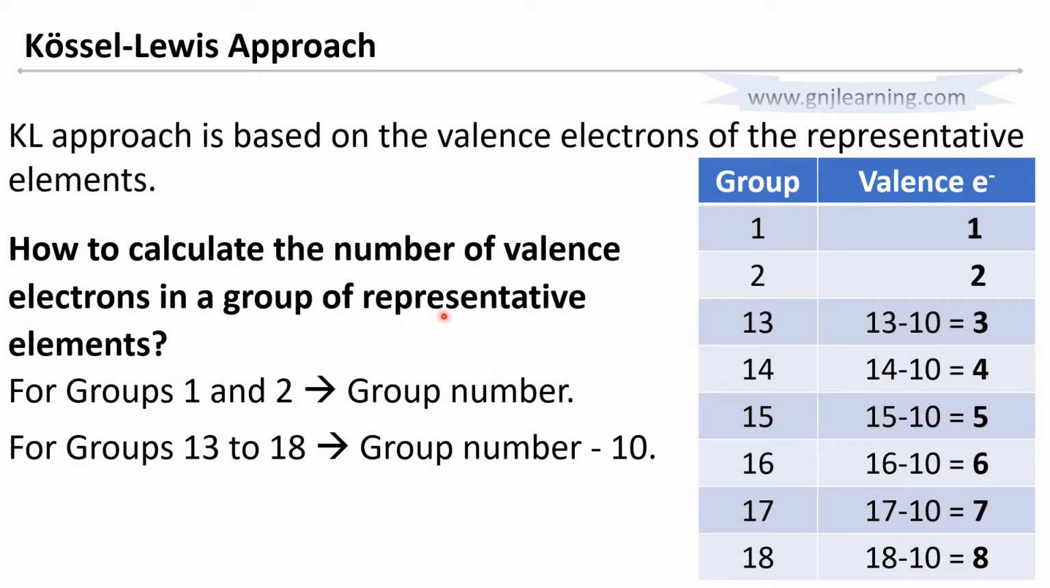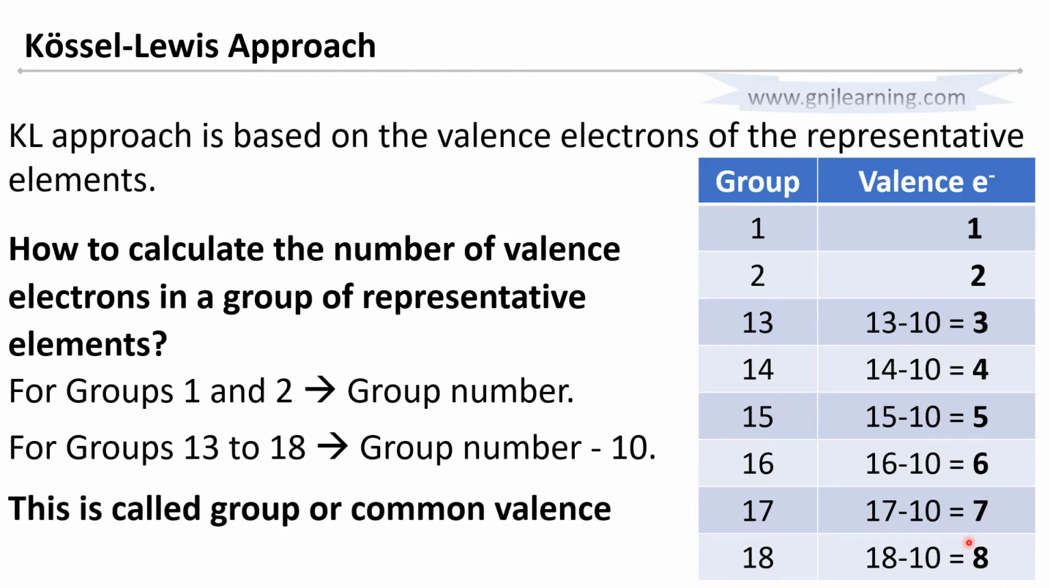For the representative elements, these valence electrons are generally called group valence or common valence. So the common valence of halogens is 7, or group valence is 7. Of the oxygen family or chalcogens it is 6. Of the nitrogen family it is 5. For noble gases it is 8. So these are the names. This is how the Kössel-Lewis approach is about valence electrons.